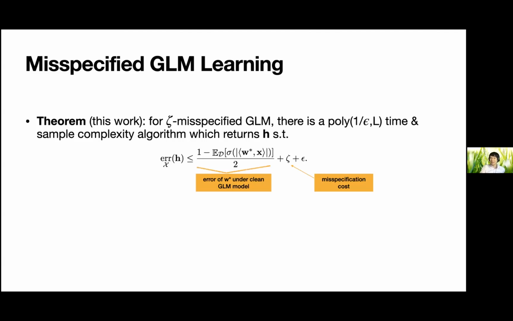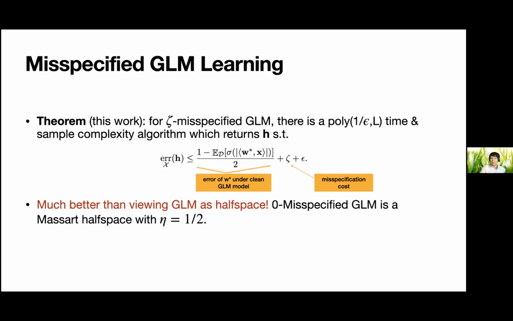So there's a way to generalize all of this to a seemingly much harder and maybe even more realistic setting, because now you can really model this thing where there's a lot of noise near the decision boundary. Yeah, and it's much better than if you were to just view the GLM as a Massart half space, because then you get eta equals 1/2, and we don't have good guarantees for that setting, and because of the lower bound, it's not really possible in general.